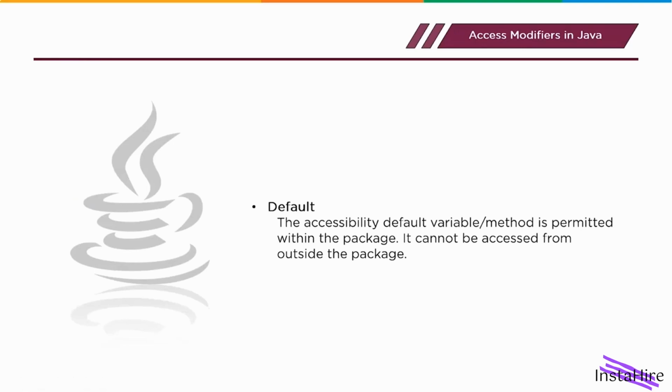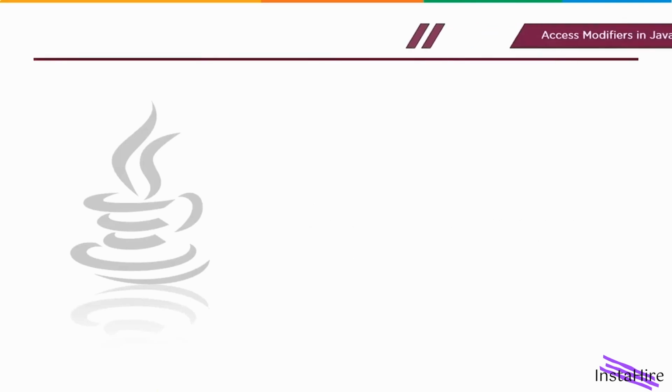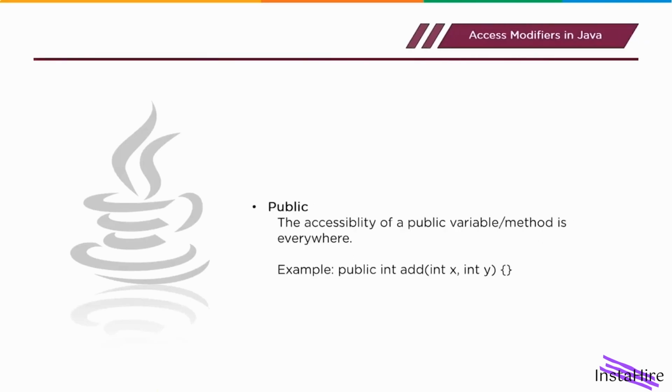Followed by the default access modifier, we have the next one, which is the public access modifier. The public access modifier provides the same level of accessibility as the default access modifier. The only difference is that in the public access modifier, you specifically provide the keyword public, whereas in the default access modifier, we don't have any specific keyword. The example is right here: public int add(int x, int y). Here we have the integer type method add, provided with the access modifier public, and inside that we have the parameters.